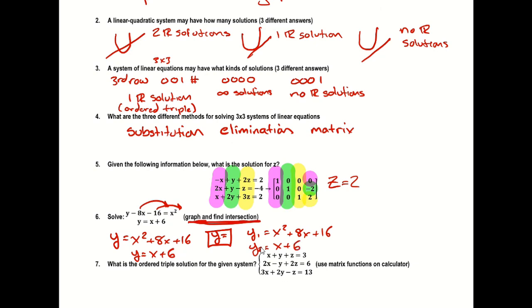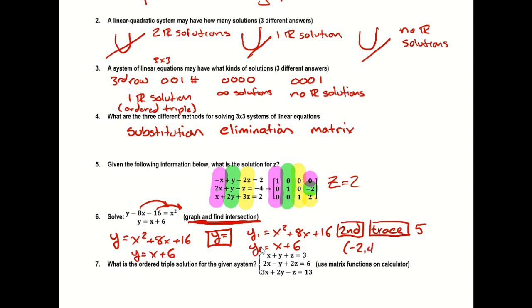And then we're going to hit second, trace, 5 to bring up our intersection tool. And then we're just going to find the intersections where these two intersect, if they do. And they do.